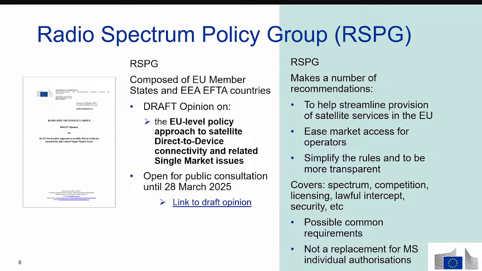So the draft opinion makes a number of recommendations aimed at streamlining provision of satellite services in the EU, with the ultimate aim to ease market access for operators and to simplify the rules and to make things more transparent for those that are wanting to offer service within the EU. So it covers things like spectrum, competition issues, licensing, lawful intercept, security, and a whole host of other topics. One thing that may come out of this is a set of common requirements that operators can use when they are applying for licenses or authorizations within individual member states within the EU.